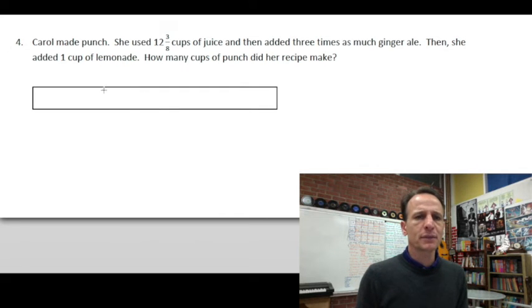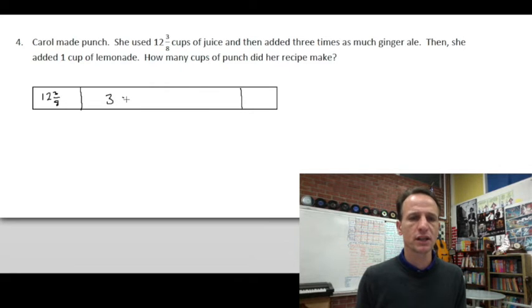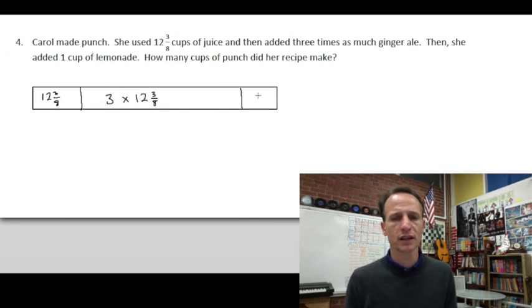So when we think about it, we start off with this 12 3/8 cups of juice. And I'll space things out as best I can here. Then 3 times as much ginger ale, so 3 times as much as 12 3/8. So I can say this is 3 times 12 3/8. I could also have made 3 parts and written 12 3/8 in each one. And then 1 cup of lemonade.